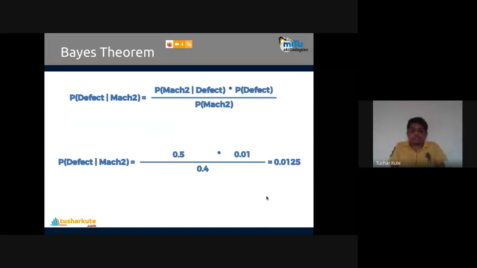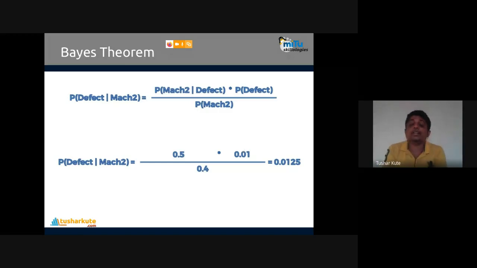And this is solved by Bayes' theorem. Check it out, the formula will be like this. P of machine 2 given defect is equal to P of defect given machine 2, into P of defective spanners, divided by P of machine 2. Put all together, we have those values already. 50% of defective spanners are from machine 2, correct? Then the total probability of a defective spanner is 0.01, because there is a 1% probability. That also I put here.